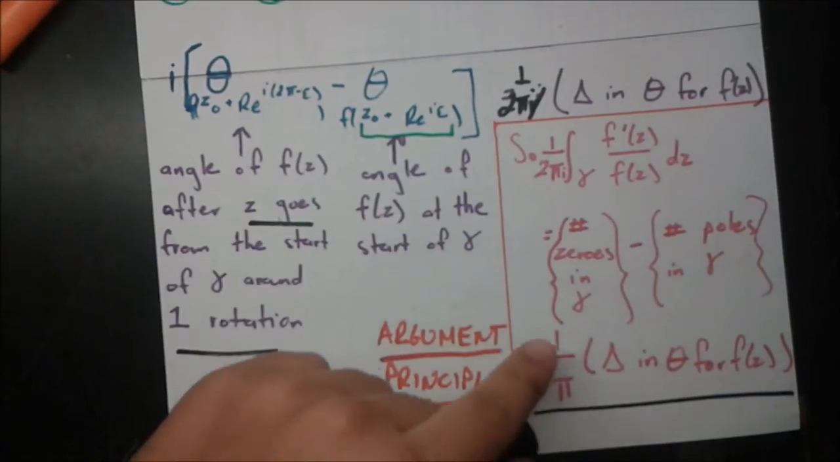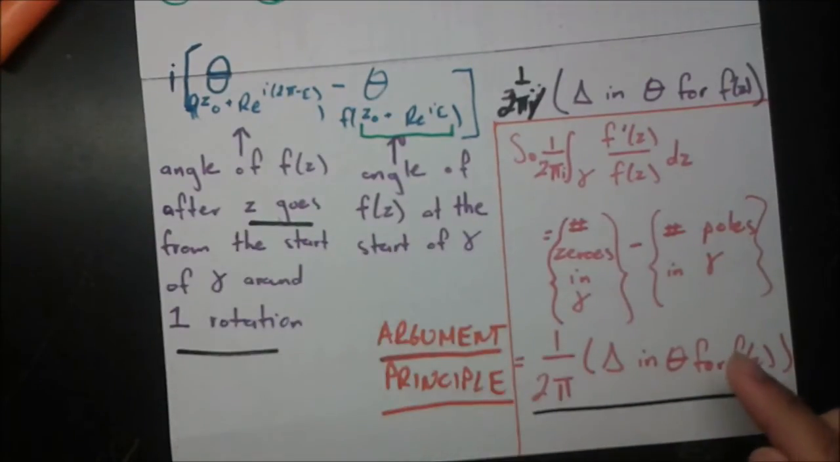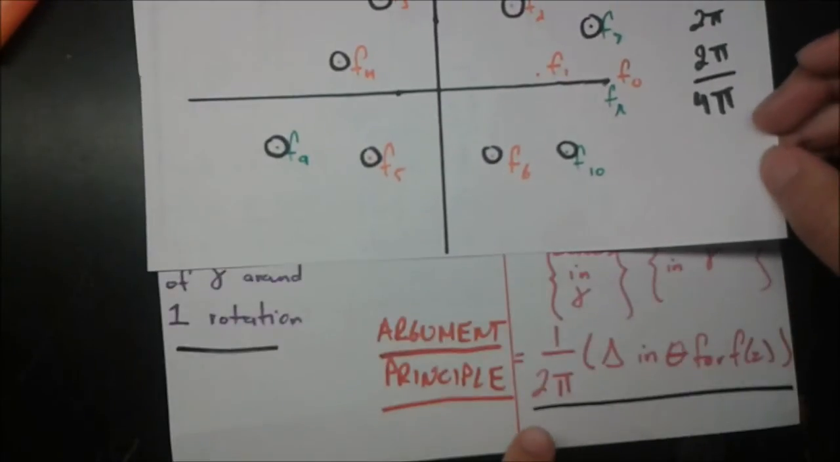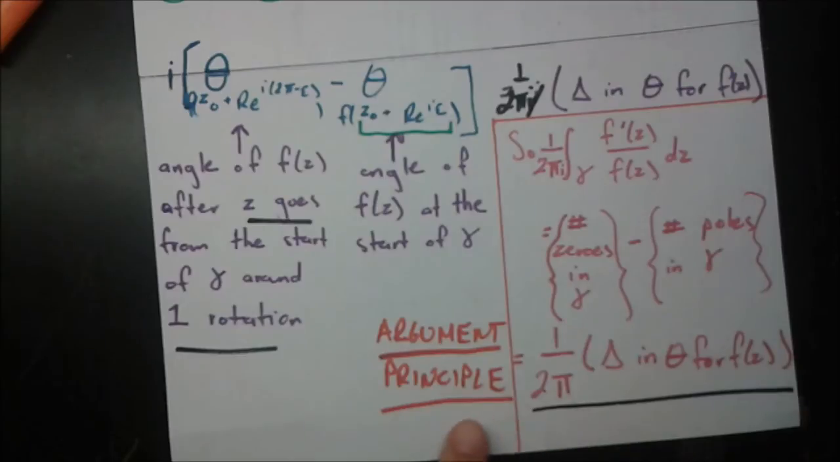And this is actually really good that it has a 1 over 2 pi, because the change in theta is going to be measured in terms of 2 pi. As in the previous example, we had change in theta was 4 pi. So 4 pi over 2 pi is 2, which represents how many rotations we've done. So really this quantity underlined in black is how many rotations we've done.